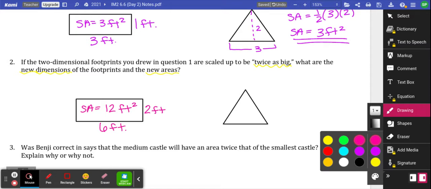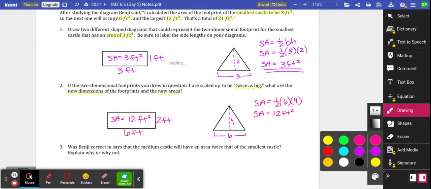All right, so when we go over here to our triangle, our base, instead of being 3, is going to be 3 times 2, so our base would be 6, and our height, instead of being 2, would be 2 times 2, which is 4. So once again, to get our surface area, we're going to do 1/2 times our base of 6 times our height of 4. 1/2 times 6 is 3. 3 times 4 is going to be 12 feet squared.